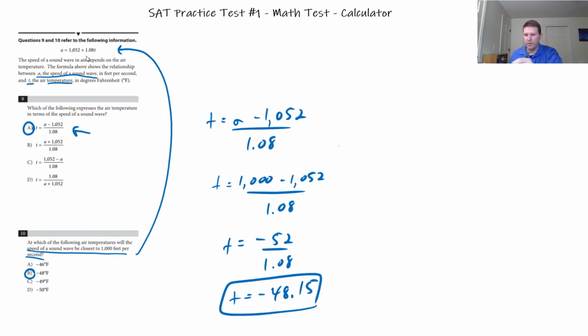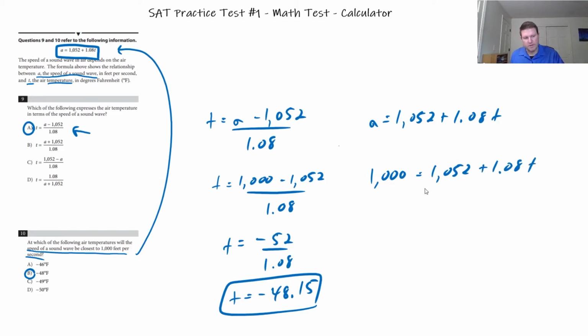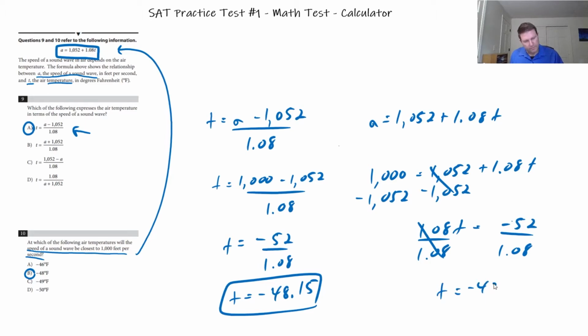Now I'm just going to show you real quick that it also works to plug it in here. So copying this down, 1052 plus 1.08 t. So you can plug the 1000 in for that A right there. And it's just going to look a little different, but you're going to get the exact same thing. I just want you to see that if you use your answer from number 9, this will save you a couple seconds, right? Because you're having to take 1 or 2 more steps. So there we go, negative 52, and then divide out by your 1.08, and it's the same thing, negative 48.15.